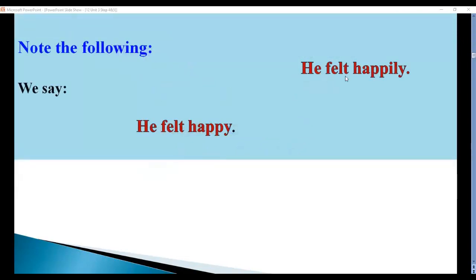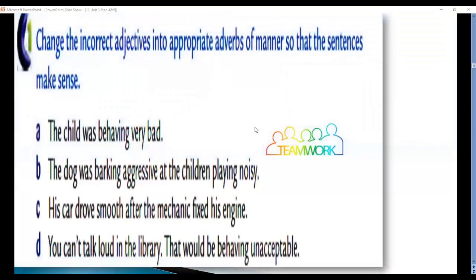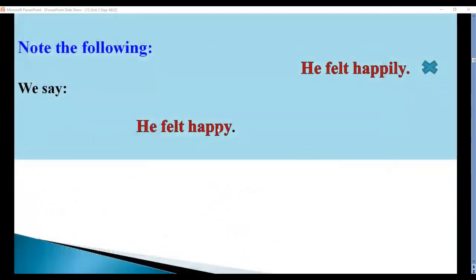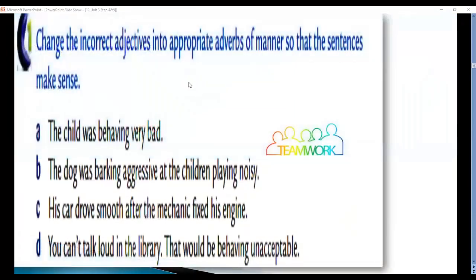Know the following. Take care, dear students, of the verb feel. He felt happily. He felt happy. Take care. Which one is okay? This one is not okay. Can we say he felt happily? No. With the verb feel, we should use an adjective. We say he felt happy. We cannot say he felt happily. It's not correct. It's wrong. With the verb feel, you have to use an adjective like this: he felt happy. Take care.